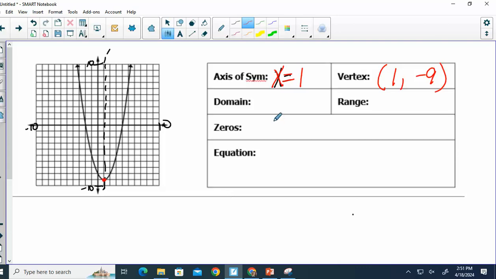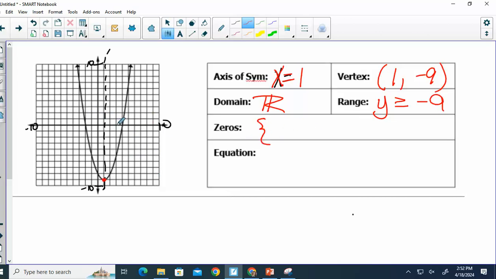What is the domain every single time? All real numbers. Yep, you can make that symbol, you can write all real numbers, it doesn't matter. The range. Y is greater than or equal to negative 9. And if it's facing up, it's always greater than. If it's facing down, that's when it's the less than. Okay, zeros.